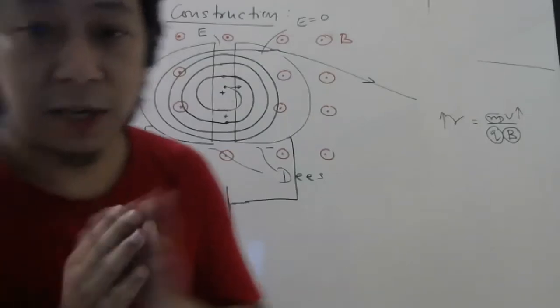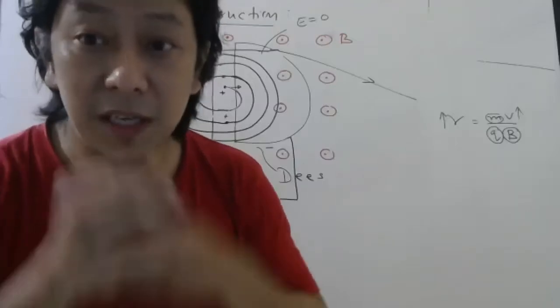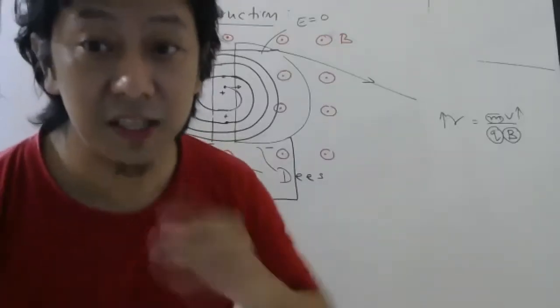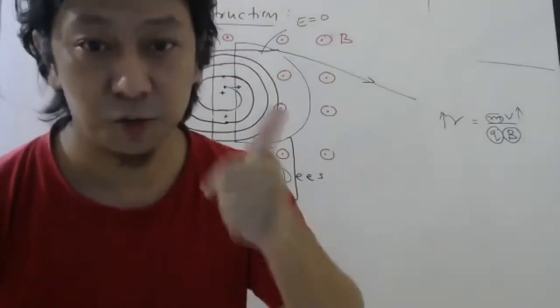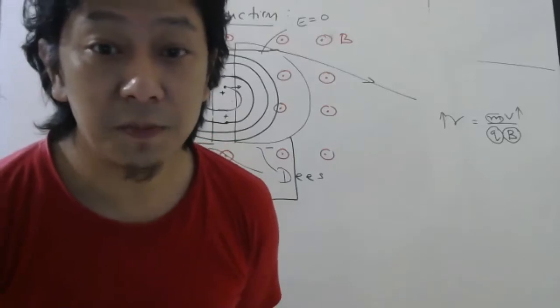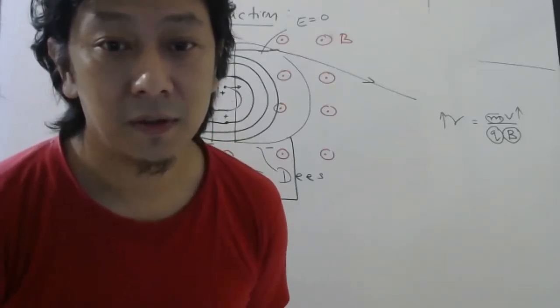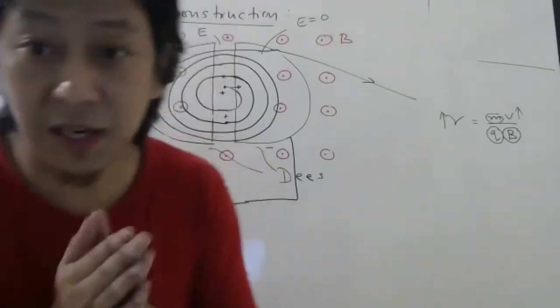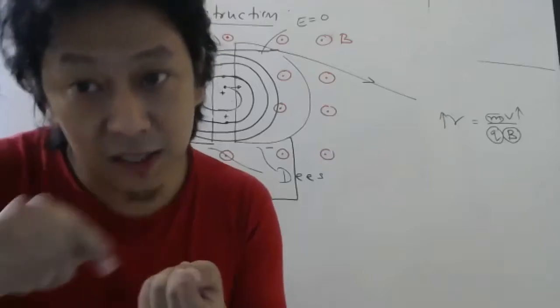So let me quickly ask two questions just to test. Who is increasing the speed? Electric field or magnetic field? Electric field. Super. Who is making it go in a circle? Magnetic field. So electric field is increasing the speed. Magnetic field is making it come in a circle.